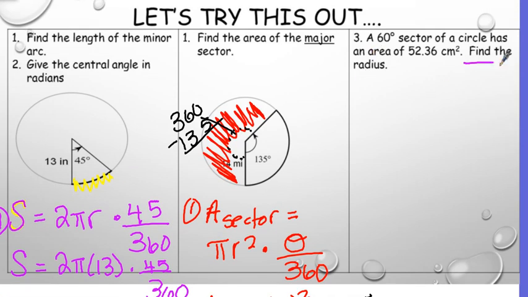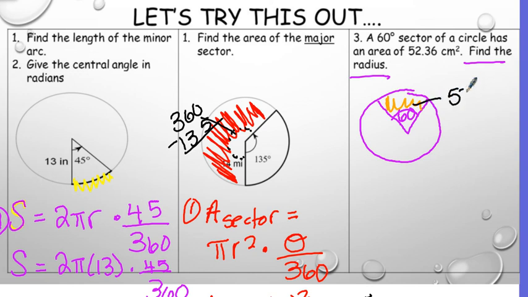Here it says find the radius. I'm going to draw a picture of what they gave me. This will help my thinking out. So I had a sector that's 60 degrees, and that central angle is 60 degrees. And the inside space of this sector is equal to 52.36 centimeters squared. So it says find the radius, so I need to find this r, or this r, they're the same.